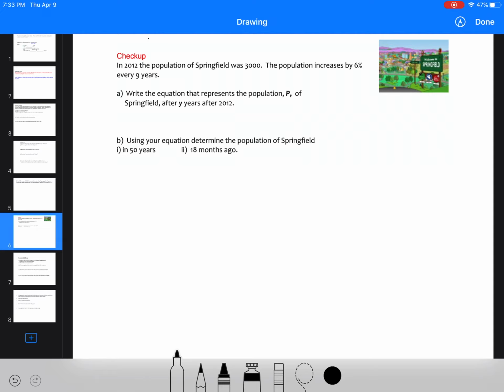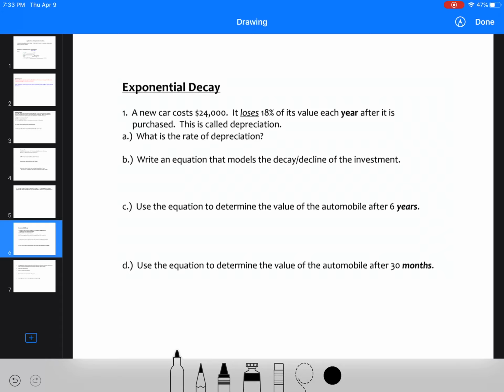All right, so looking into this, we're not going to do this question. This is another growth question, and I want to start with decay. So we'll skip that. If you want to do it, you can do this question another time. But let's get into decay. I want to just do a couple.